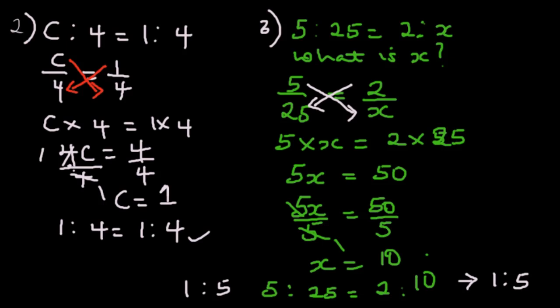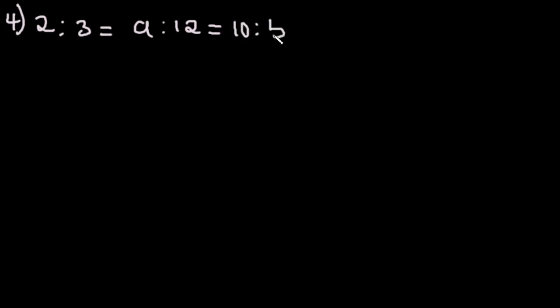So let's try the last example. This will involve more than 2 ratios. So now I want to solve for this: I have 2 ratio 3 equals A ratio 12, which equals 10 ratio B, which equals 6 ratio C. So I am asked to find A, B, and C.